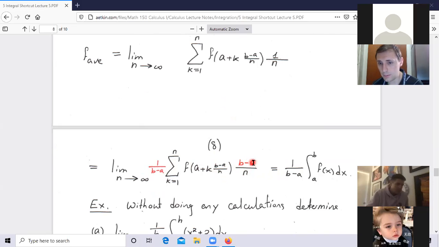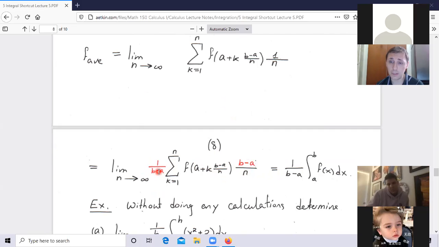I can just introduce here b minus a, and then I multiply by 1 over b minus a. Are you with me? Guys, are you still with me? Do you understand what I'm saying? I'm looking at the limit and I'm trying to come up with another expression for it.